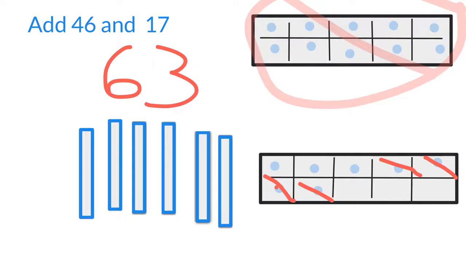So that's how you add two-digit numbers together, by using the tens frames and then trading them in to make a 10 if we fill one of them up.